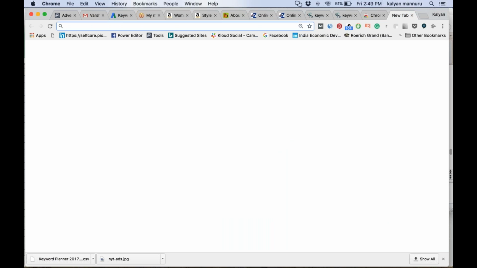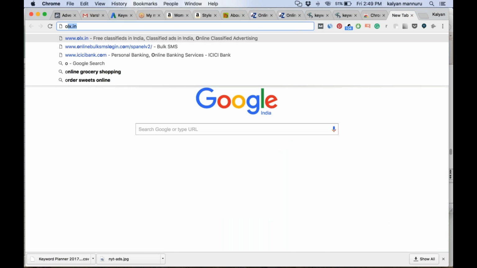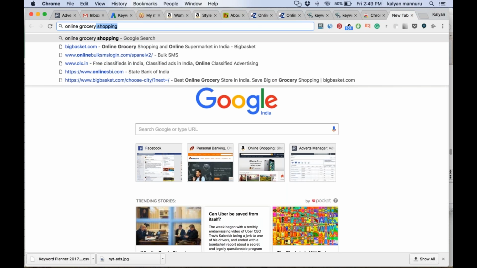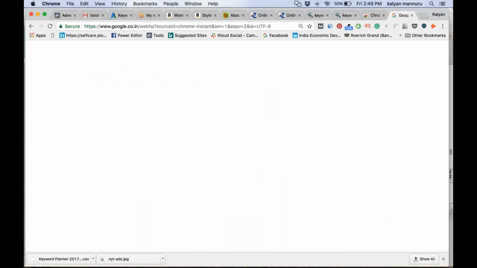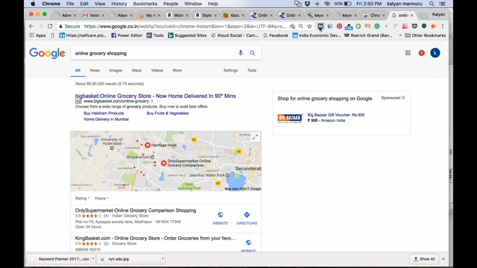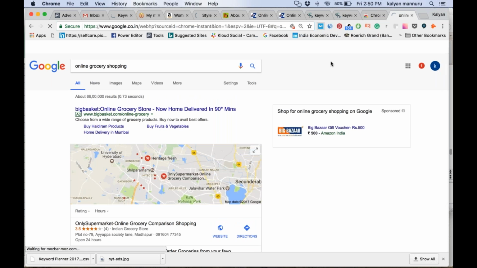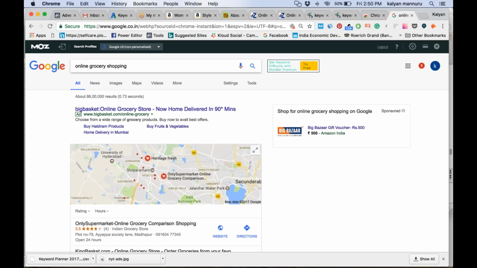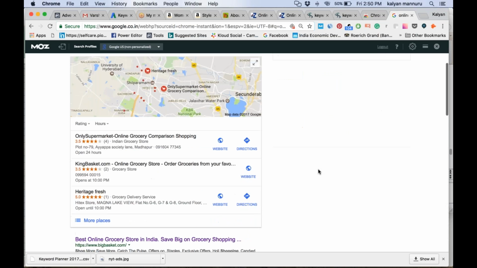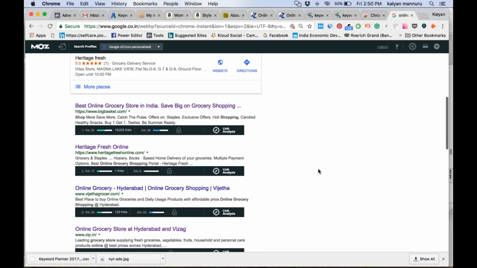So how do I check this DA and PA? When I search for a keyword, online grocery shopping, I activate this little icon here. It is activated, it turned blue. It is going to give a score for each and every website that is listed here, not for the ads, but for organic listings. You can see this extra strip here.